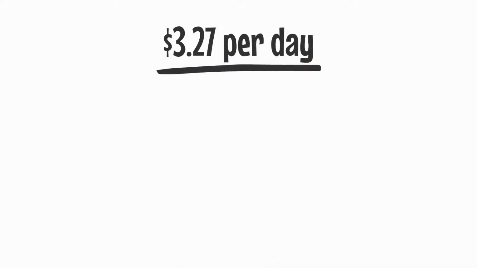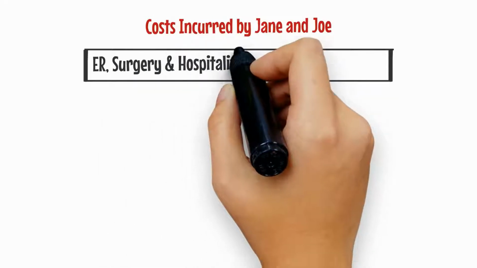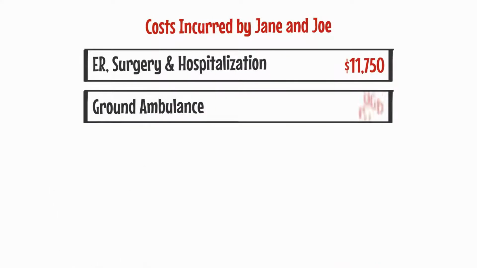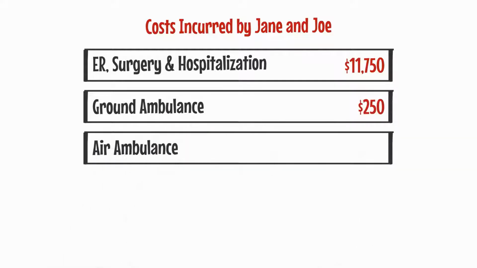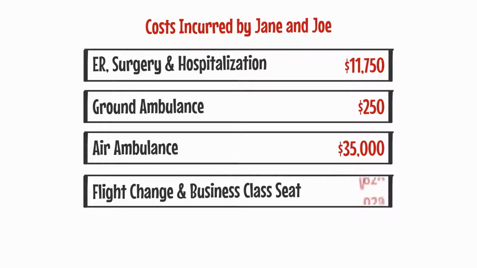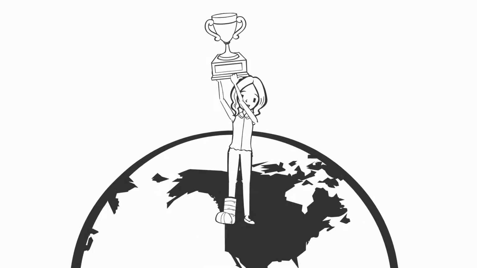$3.27 per day covered all Jane's care, transportation, and ongoing physical therapy in Brisbane. ER surgery and hospitalization, $11,750. Ground ambulance, $250. Air ambulance, $35,000. Flight change and business class seat, $924. Total costs, $47,924. Jane is a savvy, prepared traveler.